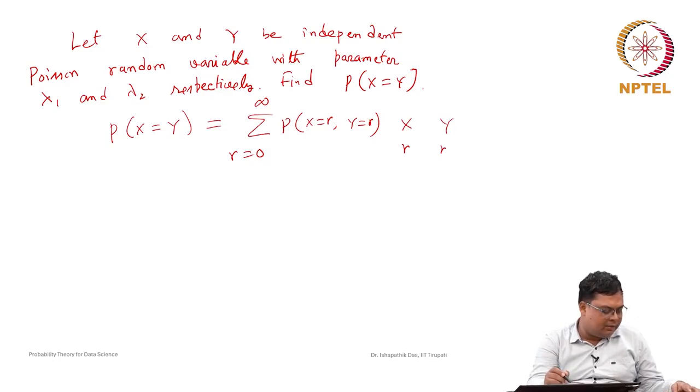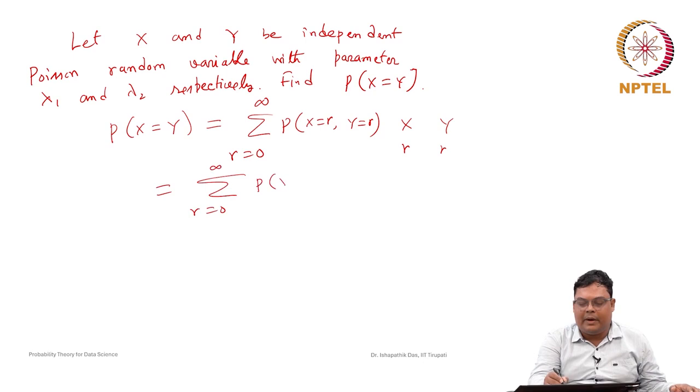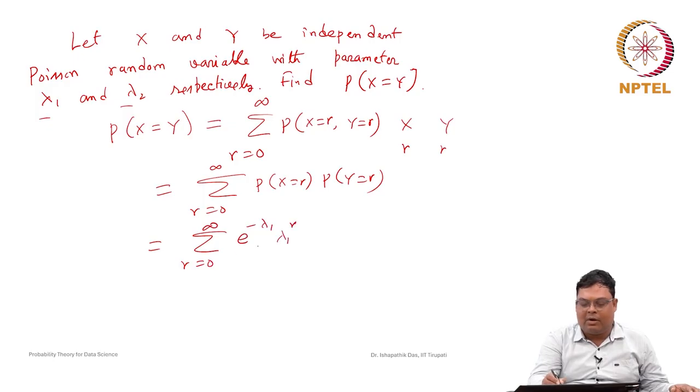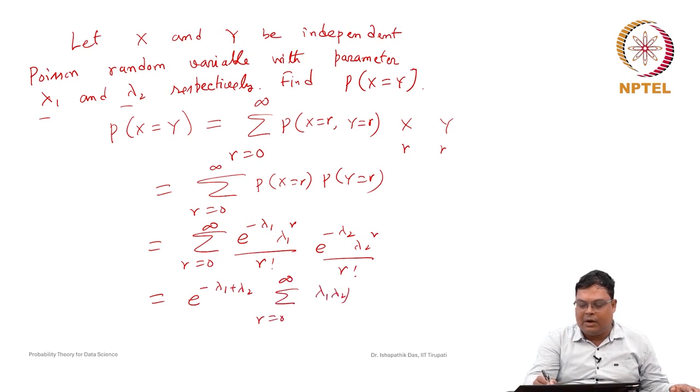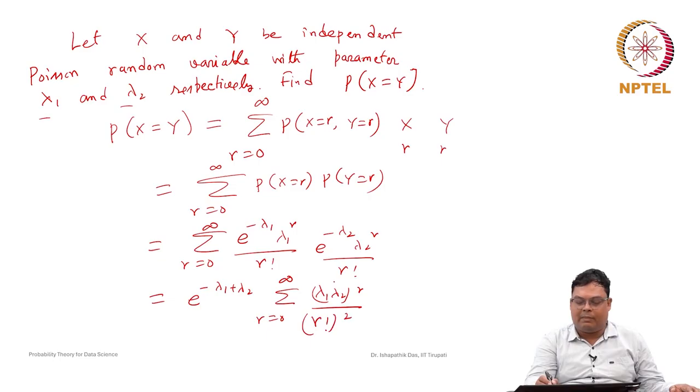Because they are independently distributed random variables, this is the summation over r equal to 0 to infinity of the probability that X is equal to r times the probability that Y is equal to r. Since these are Poisson random variables, we have written the probability mass function several times: e to the power of minus lambda 1, lambda 1 to the power r by r factorial, times e to the power of minus lambda 2, lambda 2 to the power r by r factorial. So this is e to the power of minus (lambda 1 plus lambda 2), summation r equal to 0 to infinity of (lambda 1 lambda 2) whole to the power r by (r factorial) square.